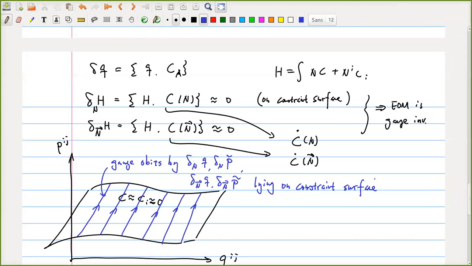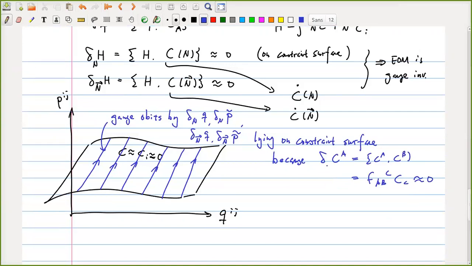The reason is just because of the first class constraint. Suppose you do a gauge transformation of a constraint generated by another constraint, C_A acting on C_B gives f_AB^C C_C, and again it is weakly equal to 0. So the gauge transformation generated by the first class constraint leaves the constraint surface invariant. Because the first class constraint generates a gauge transformation, and this transformation acting on another constraint is still weakly equal to 0.